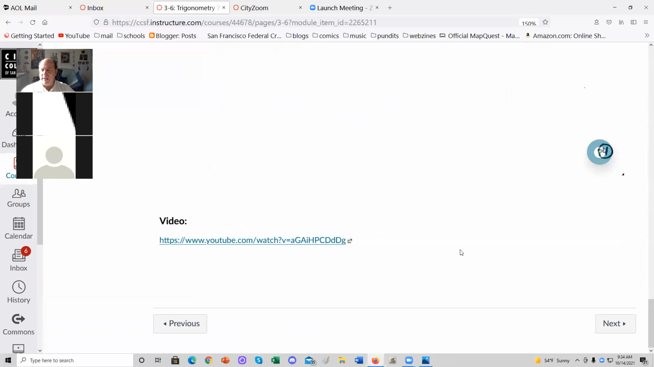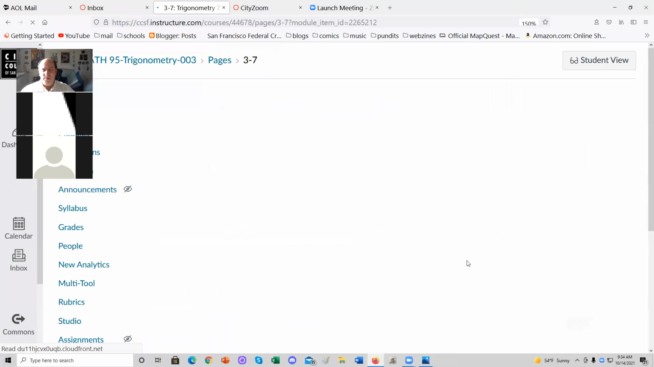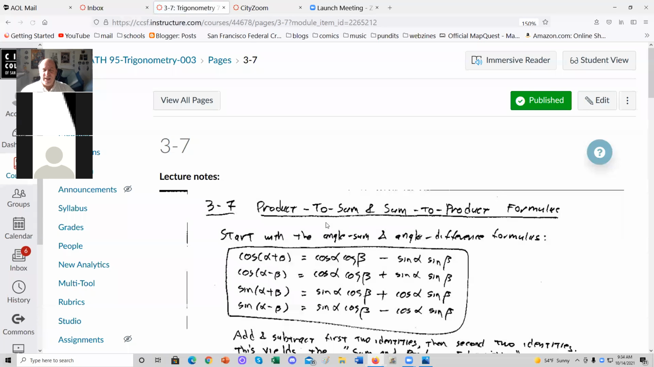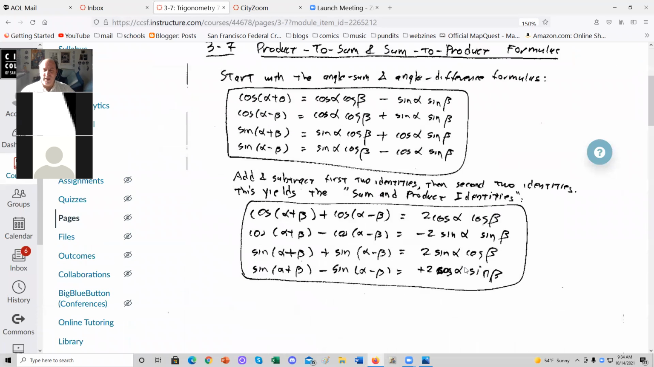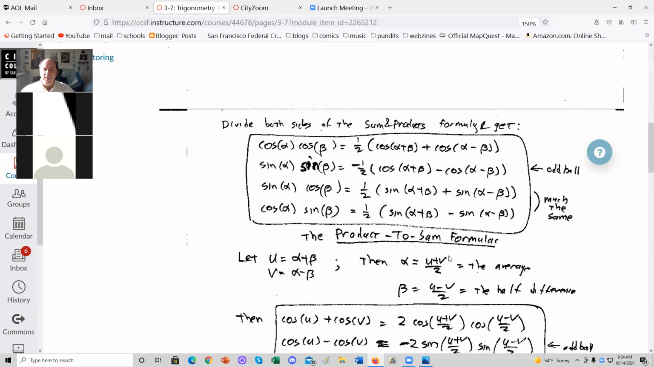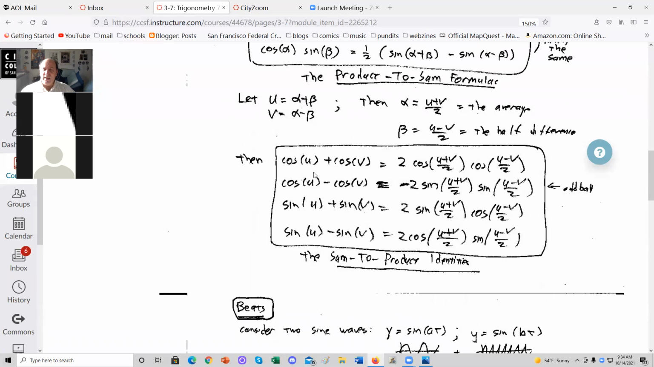And then after that, a really beefy one. I think, however, quite useful. Product to sum and sum to product formulas. We start with those angle sum and angle difference formulas, and from that derive a way to turn products of trig functions into basically averages and half averages of trig functions, and sums of trig functions into products of trig functions. We'll get to that in due course.